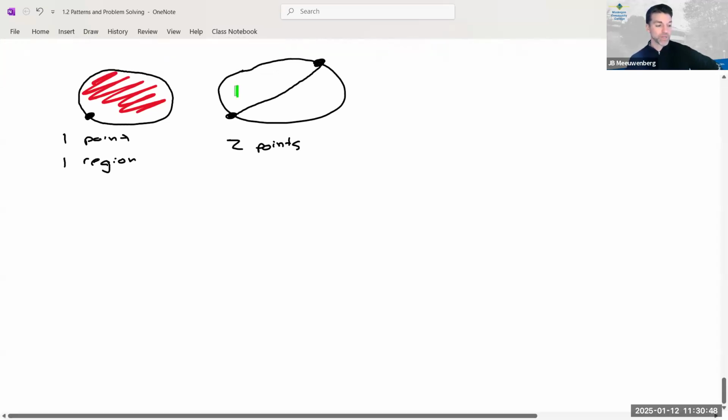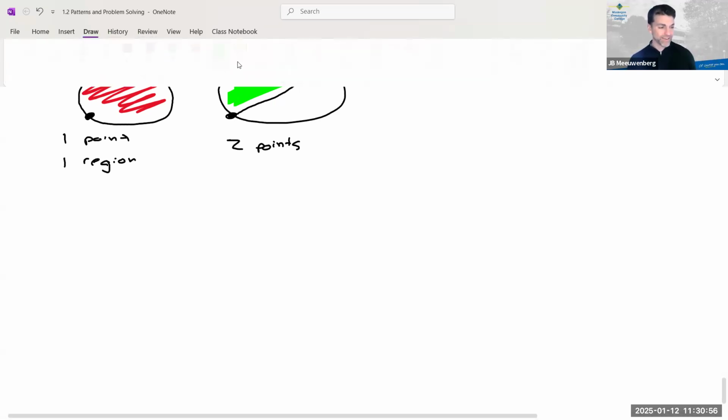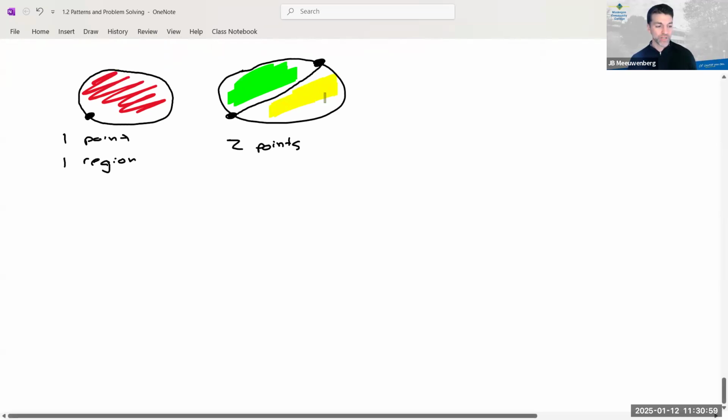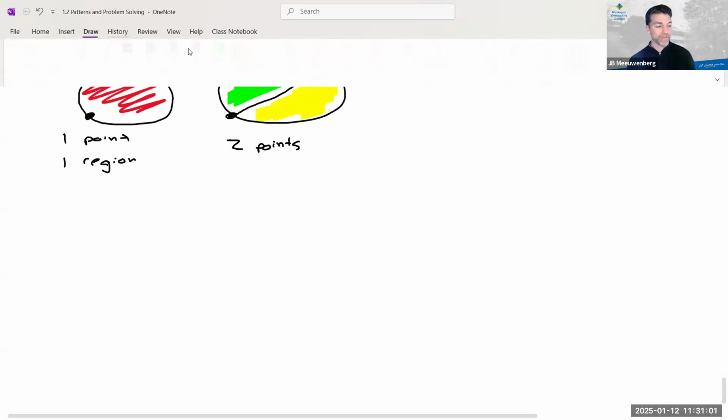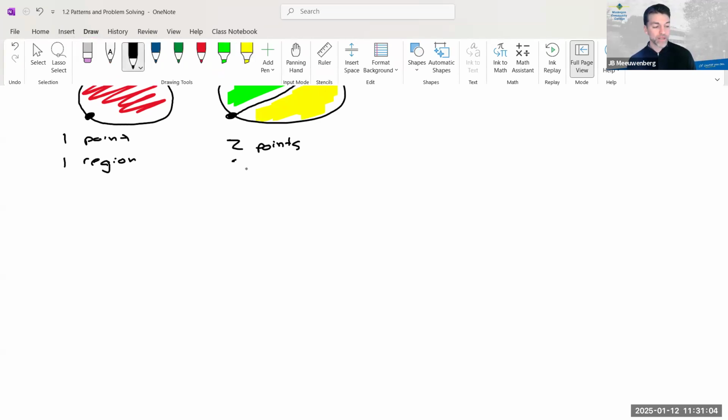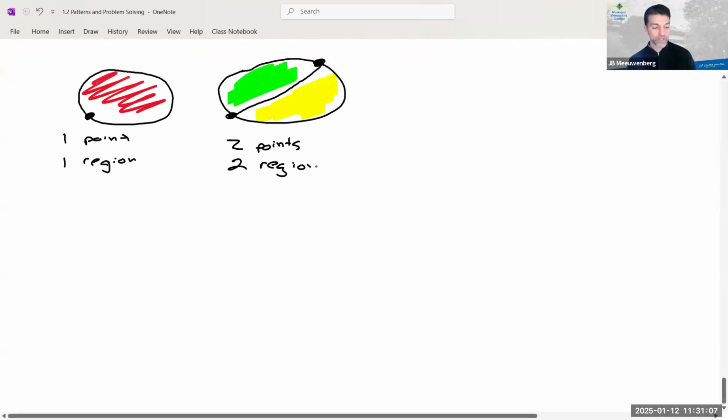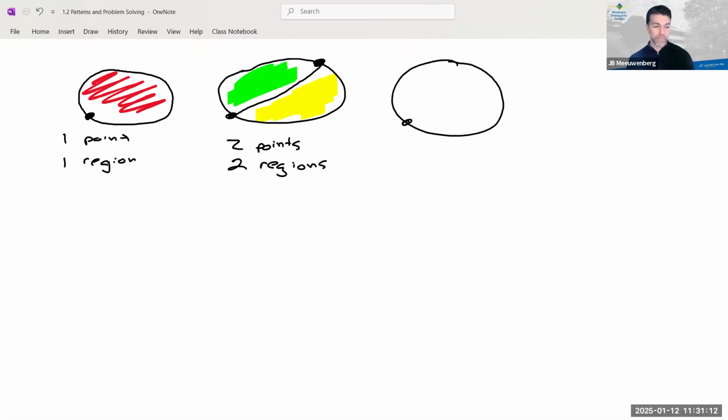Let's use some highlighter. So I've got 1 region there, and I've changed the color of my highlighter here. There we go. I've got another region here. So what we have now is 2 points make 2 regions. What happens if we make a third circle? That's a better circle. So 1, 2, 3. If we connect all the points, there's 1, there's another, there's another. How many regions do we have?